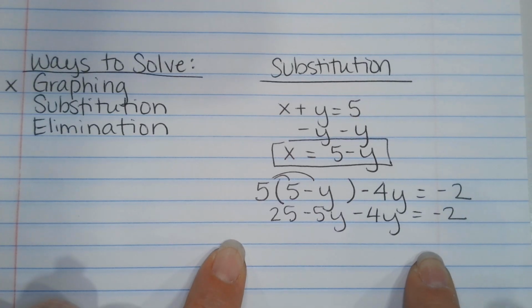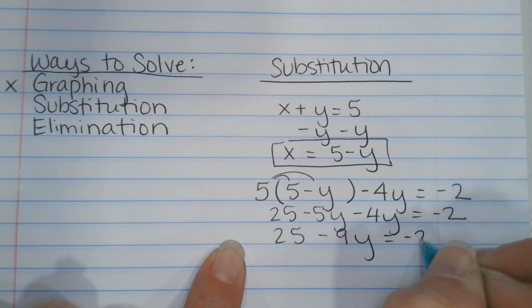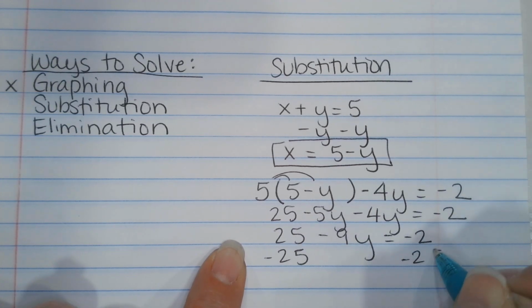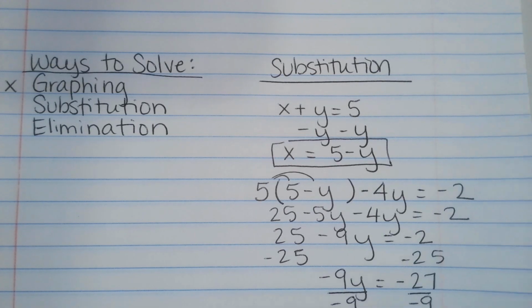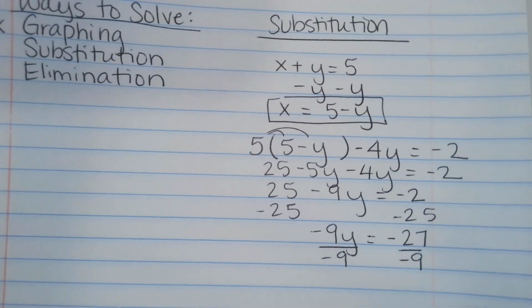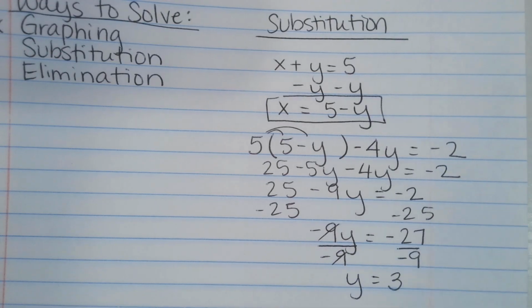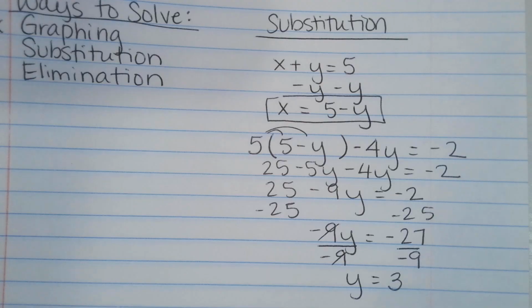And then we're going to solve by combining like terms. And then I'm going to move my 25 over. And I get negative 9y equals negative 27. Divide by negative 9. And how many of you are actually doing proofs in your head while I do these steps? Y equals positive 3.